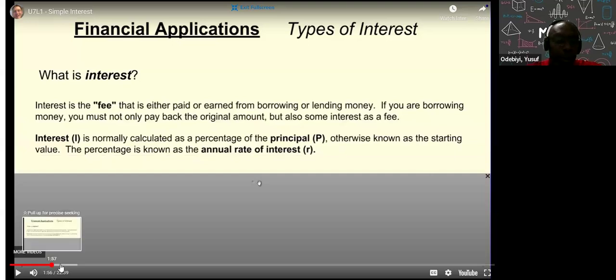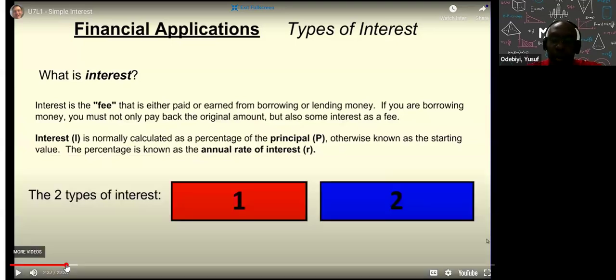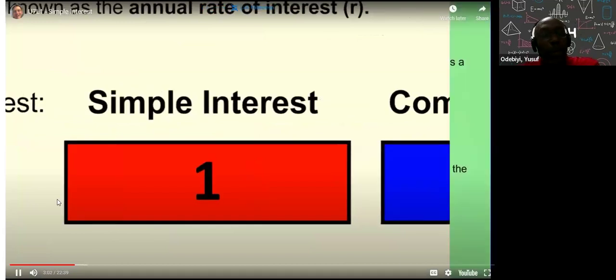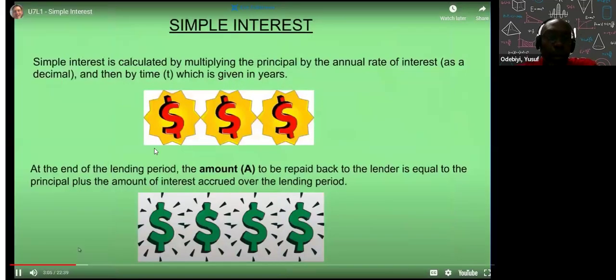Let's fast forward a little bit. Now we're going to get into two types of interest: simple interest and compound interest. Let's get to what simple interest is. Simple interest is actually very easy to calculate. Perhaps that's where they came up with the name. Between the two, simple and compound, simple is very easy to calculate.